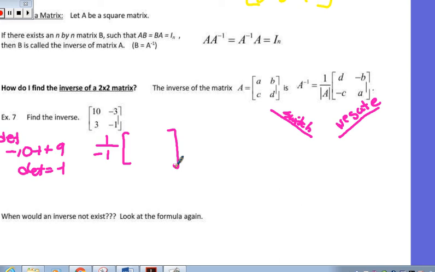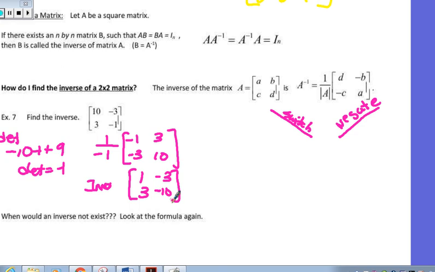And when we want to find the inverse, we're going to switch the diagonals going this way. So negative 1 and 10. I'm going to negate going in the other direction. And then we're just going to go ahead and multiply in there. So our inverse matrix here is going to be 1, negative 3, 3, and negative 10.